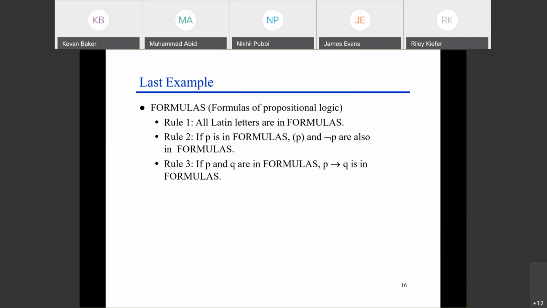So rule 2, if P is in formula, so P is a variable, all letters which you put there in your formula, that will be the candidate of P. Then you can put parentheses around that, or the not sign P are also in formulas. And if P and Q are in formulas, then P implies Q is also in formula. And the rule 4, there is no other rule than rule 1, 2, and 3.